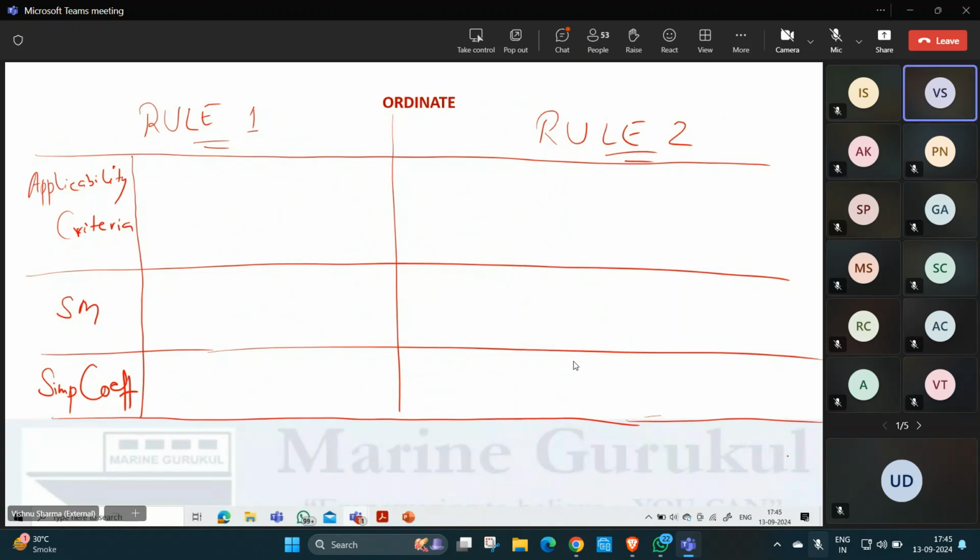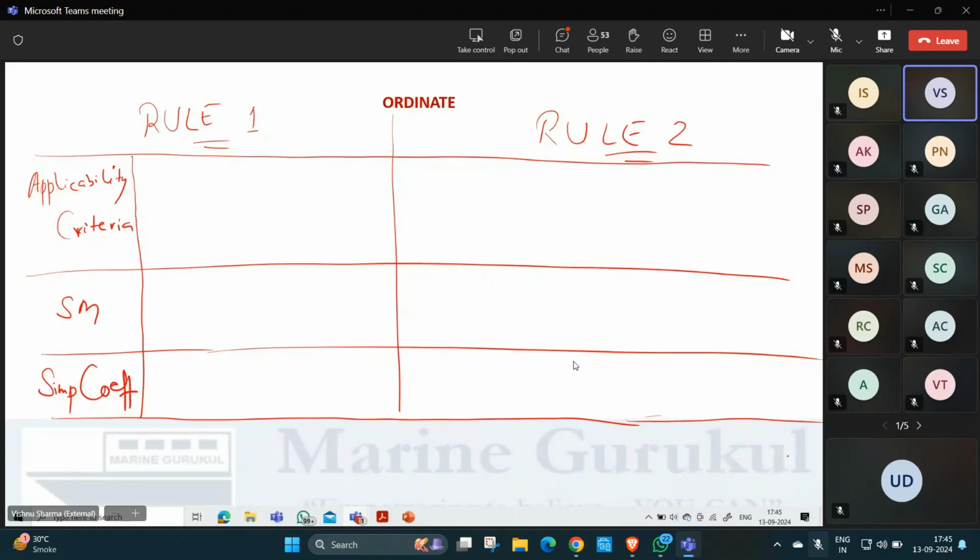What is the lever? Identify the midpoint of the ordinate, and if it's an area, identify the centroid of the area and find the perpendicular distance of that point from the reference axis. Whether the reference axis is on top or bottom, left or right, wherever it is, you take the distance. From there, you'll get the levers.